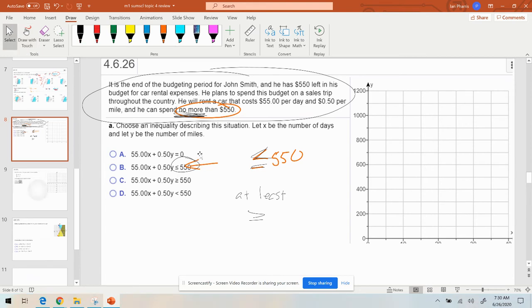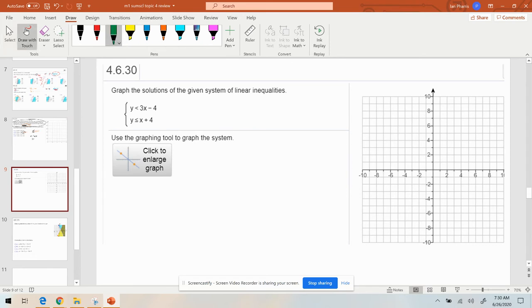All right, 2 more slides. You're going to have to graph a system of inequalities twice. So again, get it into slope-intercept form so it's easy to graph that.